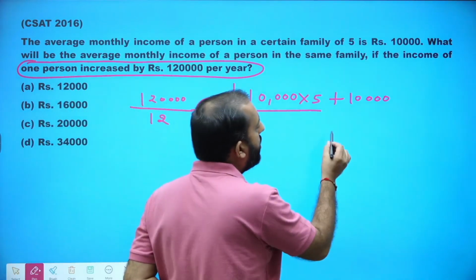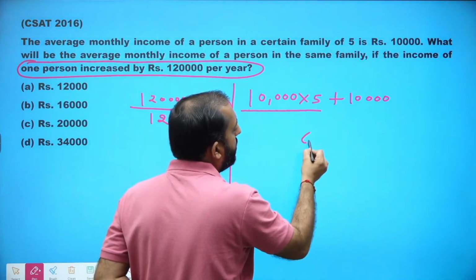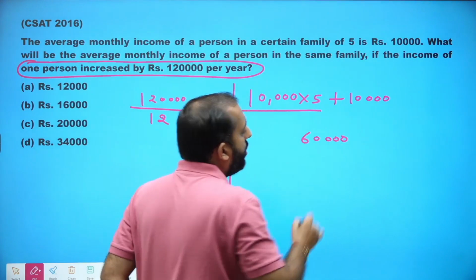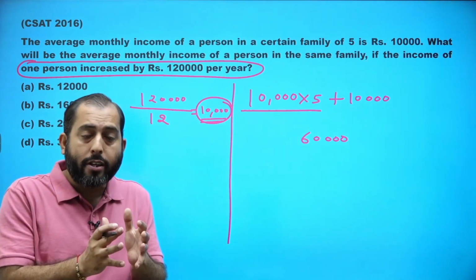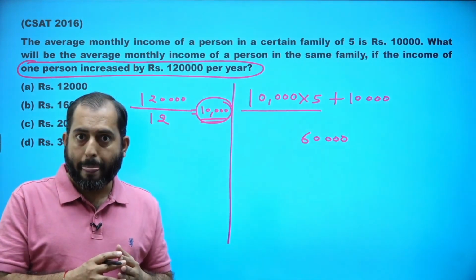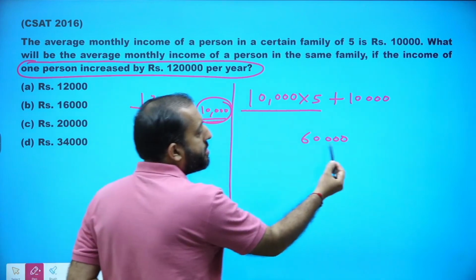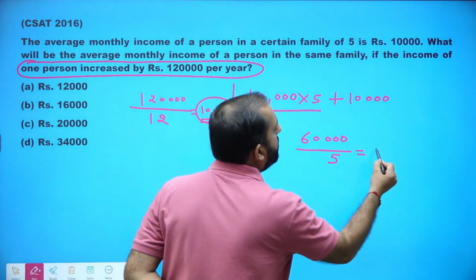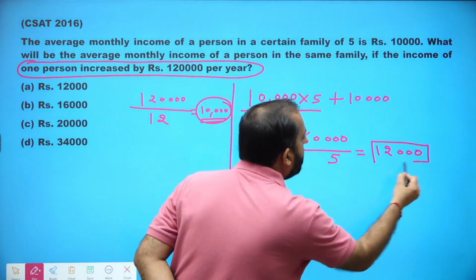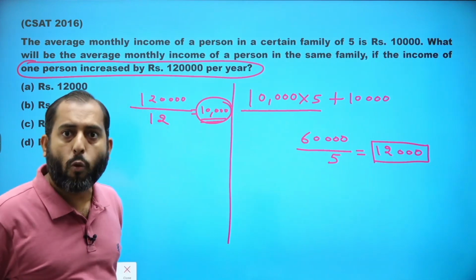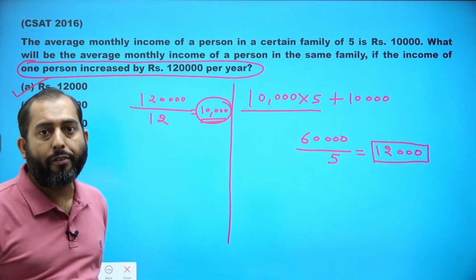So right now, that family, 10,000 into 5 plus 10,000 is 60,000. So right now, that family of 5 people is earning 60,000 in a month. How many members are there? 5 members are there. So 60,000 divided by 5, which gives us 12,000. So average monthly income of a person is what? 12,000 now. Answer is option A. Kindly make a note of it.